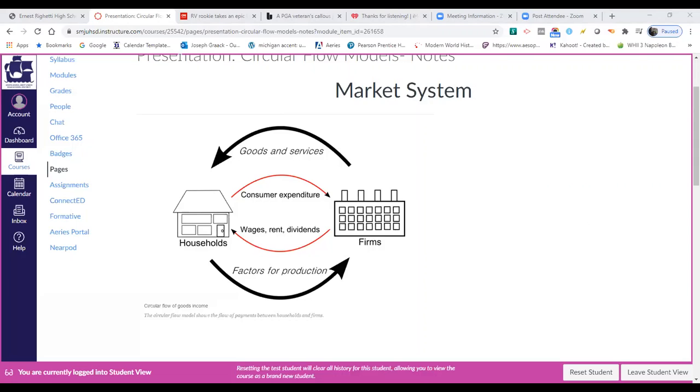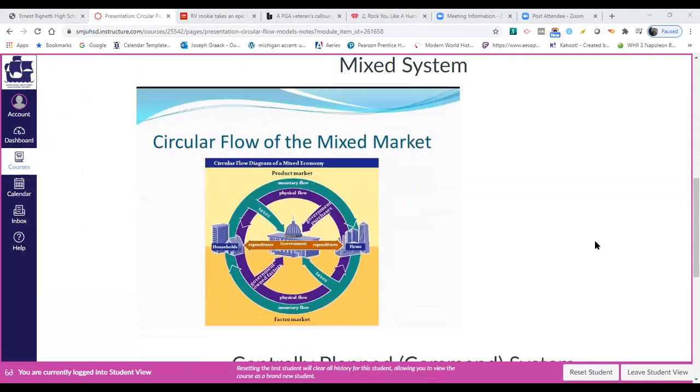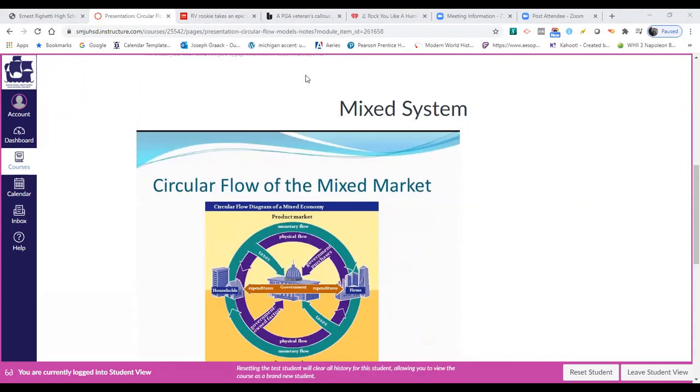So when we get to a mixed system and we add government intervention, you'll see that it'll be a little bit different. With this, we've got our product market up at the top, factor market down at the bottom, and you can see the arrows here. Here we have a minimum of 8 exchanges, because of government intervention. And so if you take a look at the monetary flow, households to firms, that means money for finished goods and services. Those finished goods and services come back to households in exchange for that money. Taxes are collected, government purchases are made.